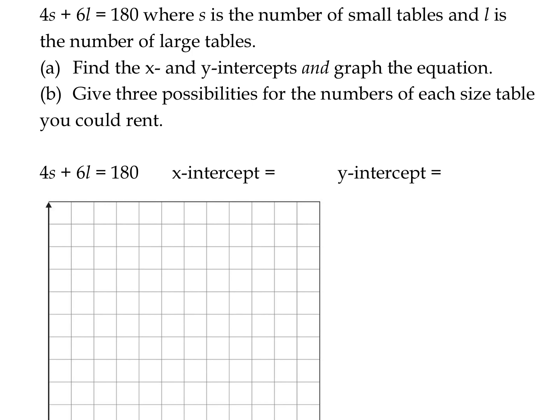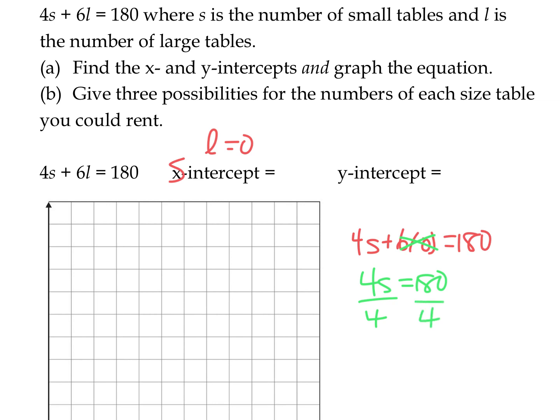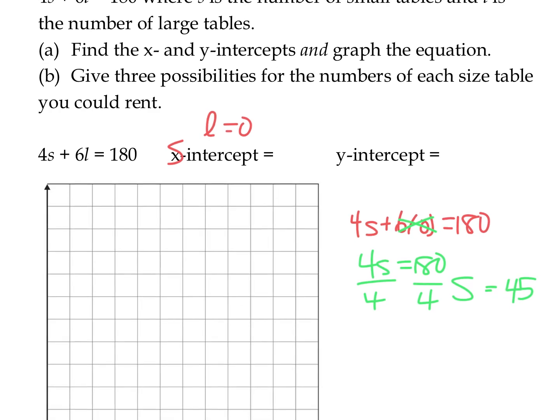So to find the s-intercept, we're going to have an l value of 0. So we take our equation: 4s plus 6 times 0 equals 180. This cancels out, and we'll have 4s equals 180. Divide by 4 on both sides, and we get s equals 45. So when there are 0 large tables, we need 45 small tables to seat all the people.